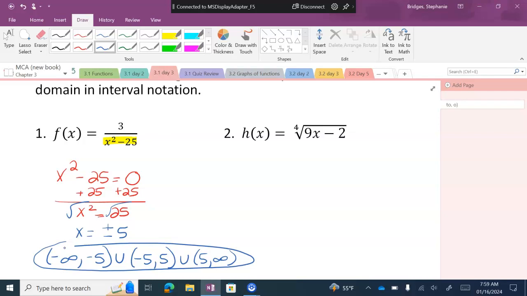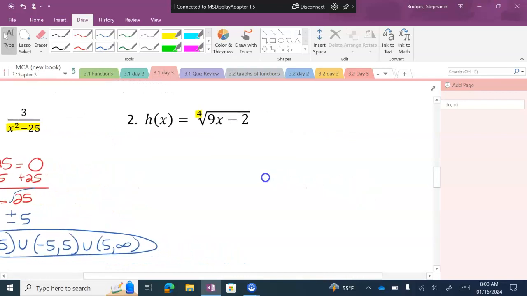Right. So, number 2, I have h of x is equal to the 4th root of 9x minus 2. Am I allowed to have a negative under a 4th root? No, just like we can't have it under a square root. Any even root, anytime your index is even, we cannot have that negative value. So we're going to take everything under the radical, and I need it to be positive. Could it also be 0 though? Yep, so what's the inequality? 9x minus 2 is greater than or equal to 0.